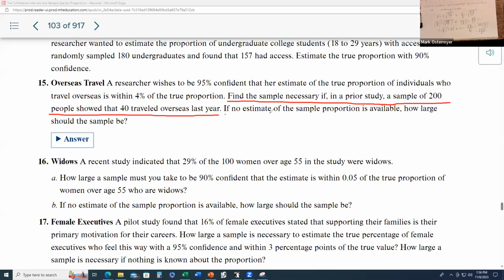Suppose we don't know p hat. This is the second question they're asking then. How large of a sample would we have to choose then? All right, so go ahead, do those two sample size calculations. We'll throw this into our classwork here.